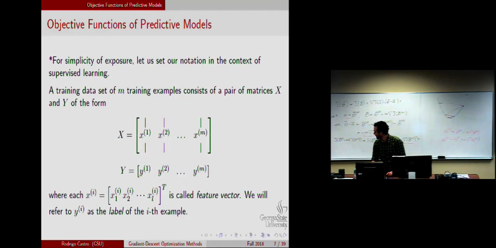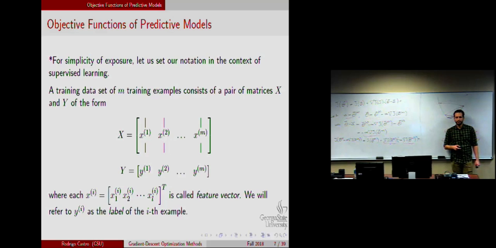Okay, so just to put ourselves all on the same page, let's talk about objective functions of predictive models. Think about supervised learning, in which, for example, you have a data set with m examples. So each column here with x and y, each one is an example. You can think of it like, for example, if you are building a model to try to determine if you should approve a loan to some people or not, automatically.